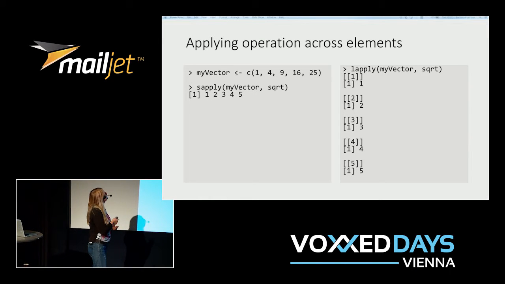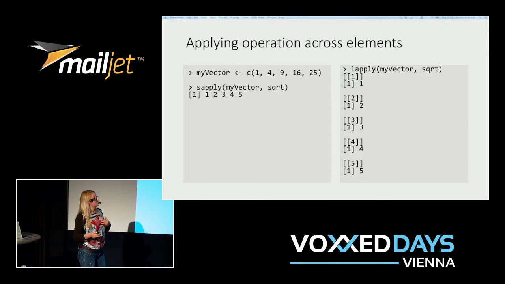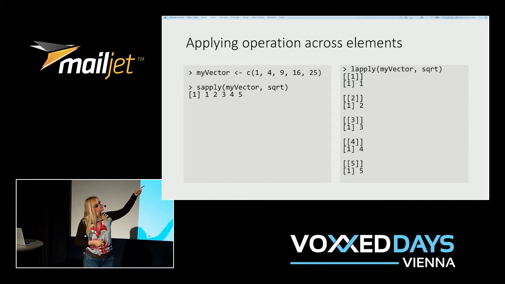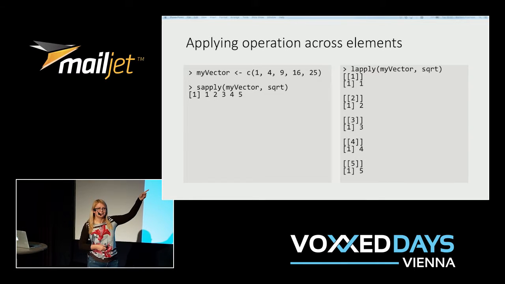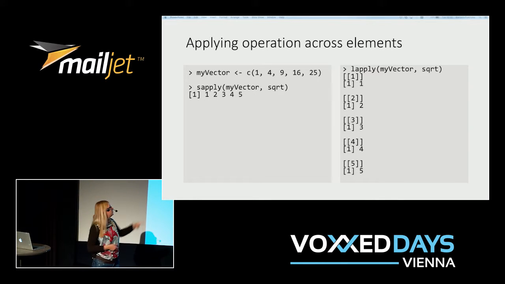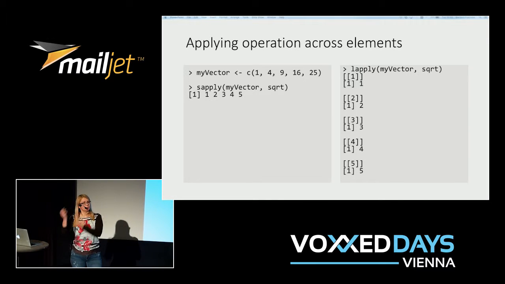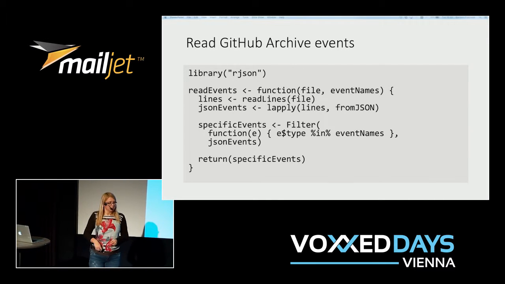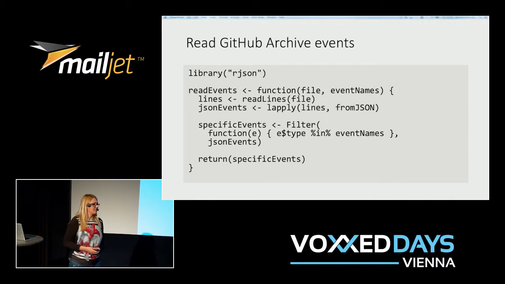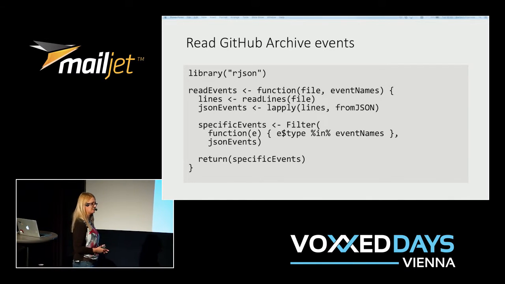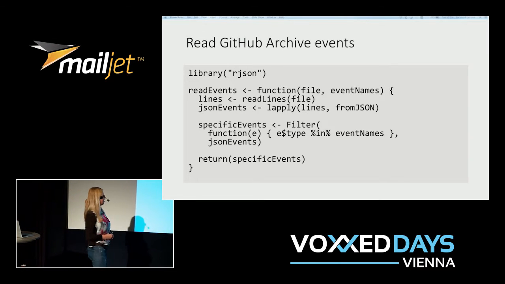There are two functions, sapply and lapply. They differ because they create different structures. sapply creates a vector. lapply creates a list. And the question is, what do you want to achieve? If sapply fails to create a vector, for example if your data source is a list, it will still create a list. So this is my code, how I read the events.